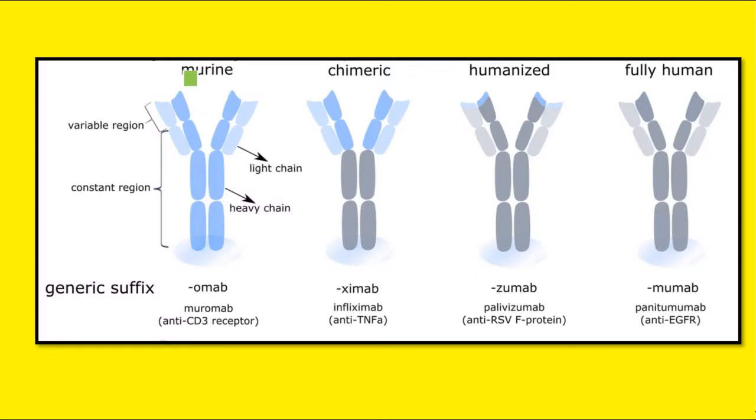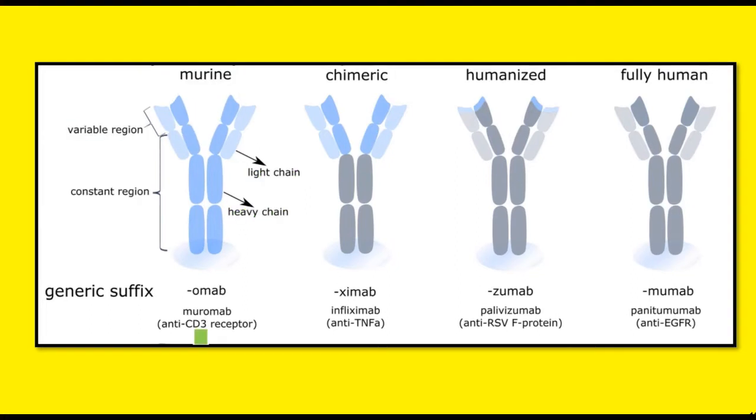Let's understand the types of antibodies by figure. So first is murine antibody. This is the structure of antibody. Here is the variable region. Here is the constant region. This is the light chain and this is the heavy chain. In murine antibody, it is completely derived from the mouse. So here there will be no change in the variable region or the constant region.